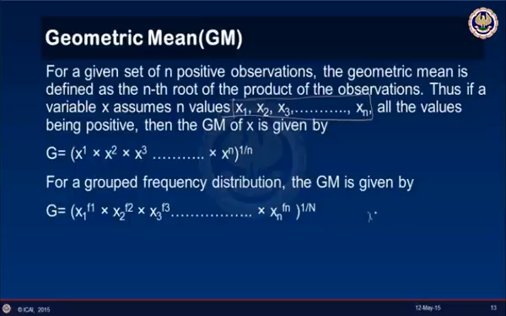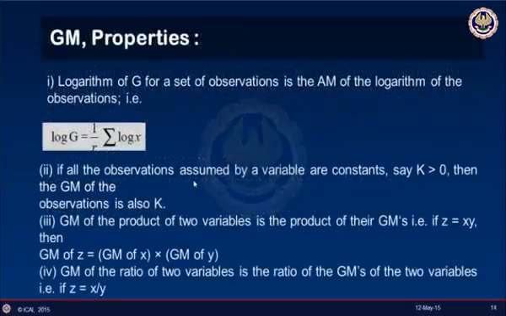N is equal to the sum of frequencies, that is Σf, in the case of a grouped frequency distribution. Let us look at the properties related to geometric mean. The logarithm of G for a set of observations is the AM of the logarithms of the observations. That means log G equals 1 by n of the summation of log x.